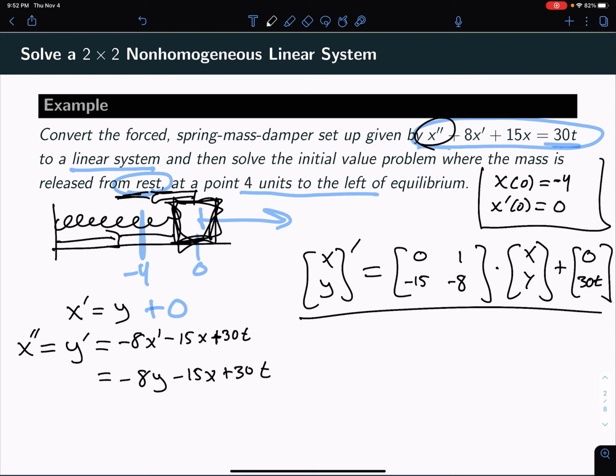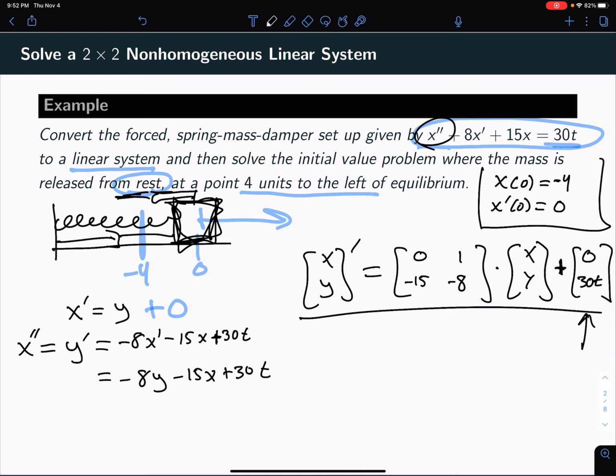Okay, but once we've done that, we know how to solve it. We just find the eigenvalues and eigenvectors. That will generate a homogeneous solution. And then we can find a particular solution for the non-homogeneous part to complete the system, in other words. So let's try to do that here.